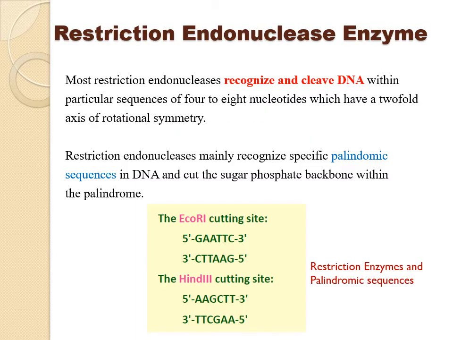Moving to the next slide, it specifies palindromic sequences in DNA. So what are palindromic sequences? Palindromic sequences are complementary sequences which restriction endonuclease enzymes recognize in a particular stretch of sequence so that they can cut, and thus a foreign DNA can be ligated.